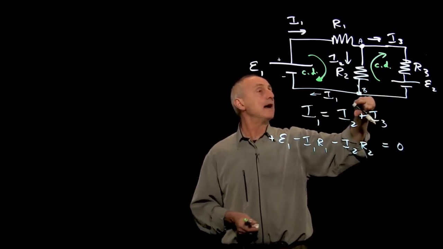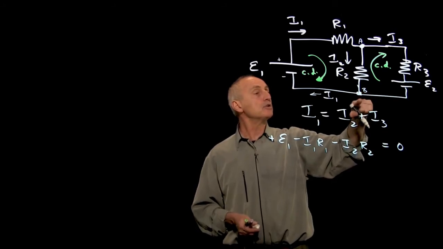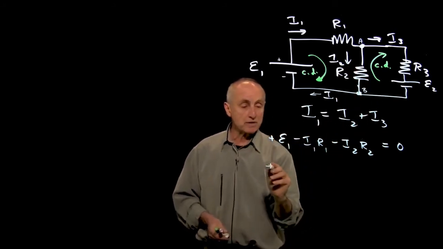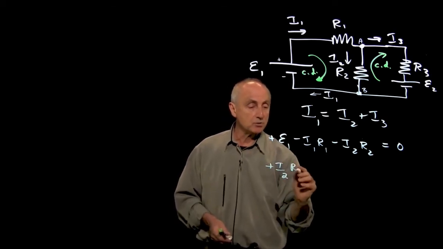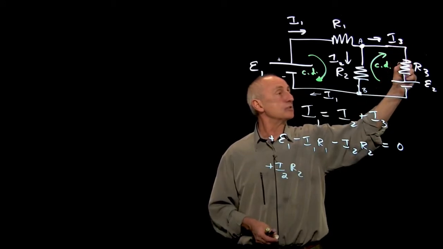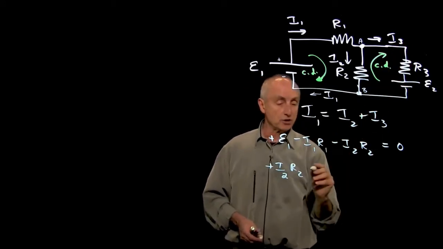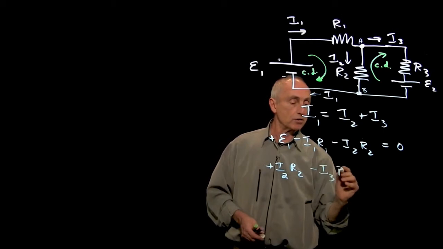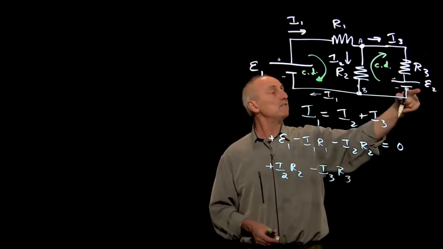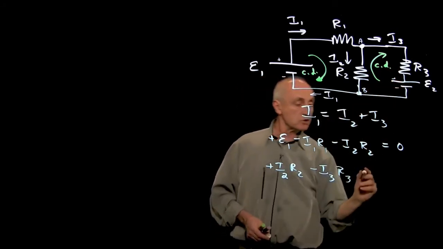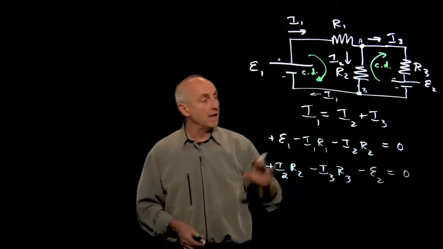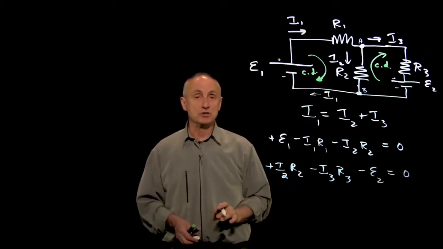And our next equation is, let's start at any point. So let's start at point B. Notice that we're crossing resistor 2 opposite the direction of current 2. So that's plus I2 R2. Now we're following this branch of the circuit, and we're crossing resistor R3 in the direction of the current. So that's minus I3 R3. And now we're crossing this set of EMF from the positive to the negative terminal. So we have minus E2 equals 0. And these are our circuit equations.